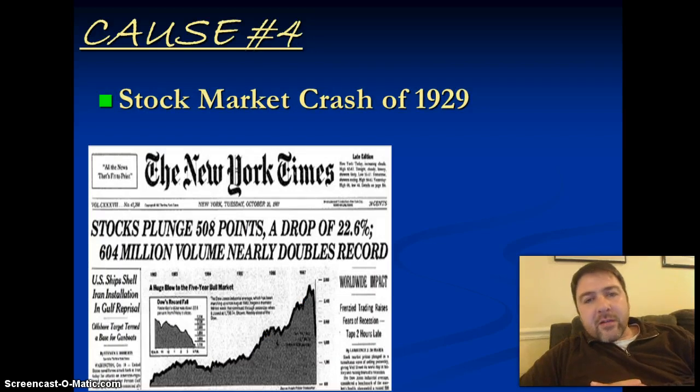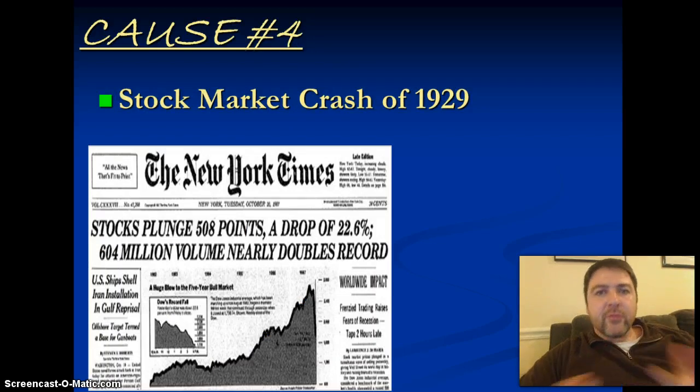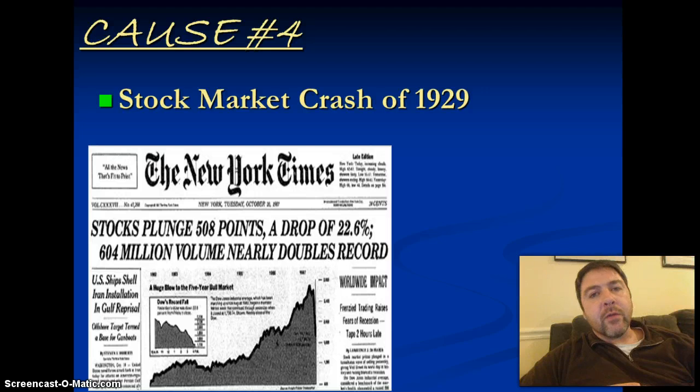Put a little star next to the fourth box, because those first 3 things were important causes, but the major cause, the cause most people associate with the Great Depression, is cause number 4 here, which was the stock market crash of 1929.